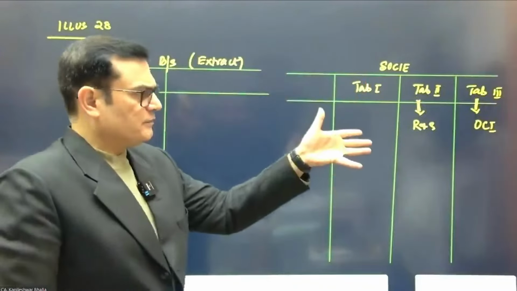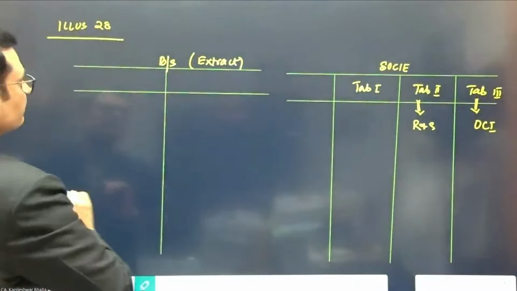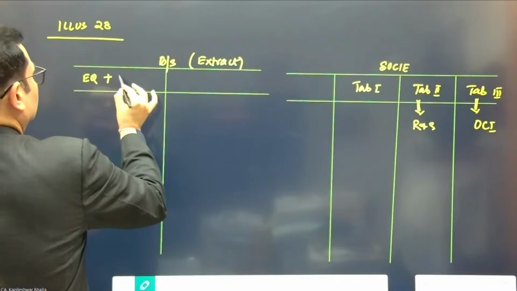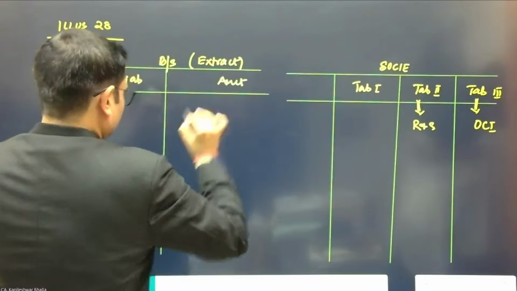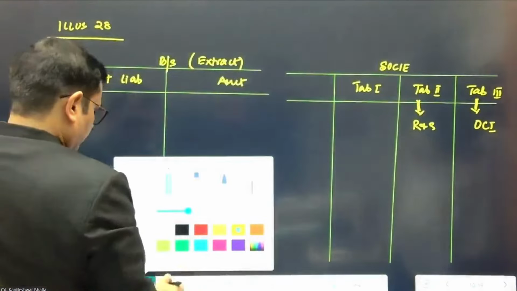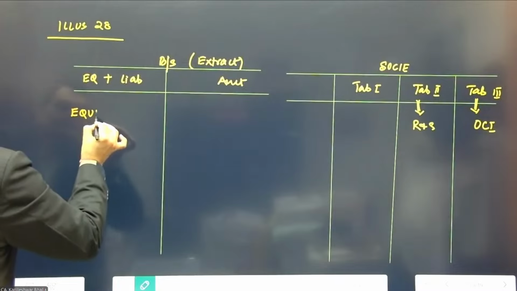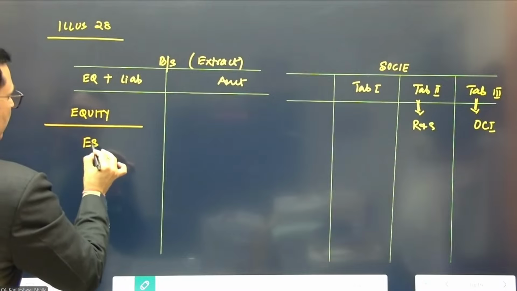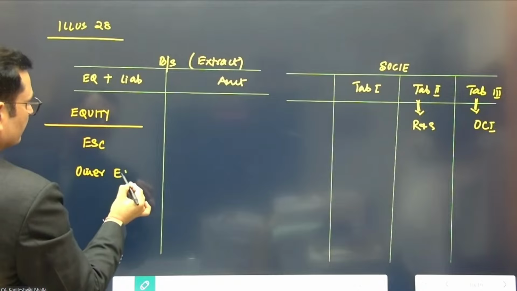Now, what is tab 1? I'm just going to tell you the suspense in this case. So let's say this is the equity and the liability side, and let's say this is the amount. Now I'm just taking a basic structure in terms of the equity. So you've got equity, and this is equity share capital, and there is other equity.